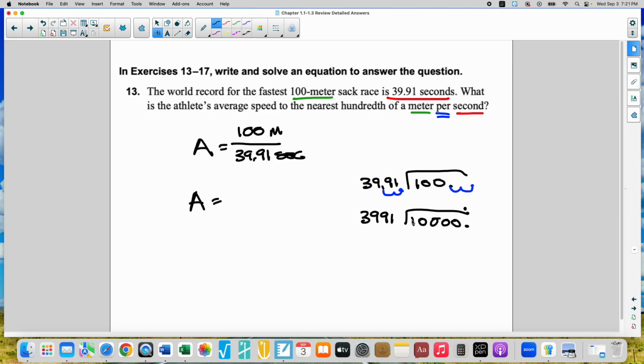3,991 goes into 1, no. 10, no. 100, no. 1,000, no. 10,000, yes. It goes in, I'm going to say 2 times. So 2 times 3,991 is, 2 times 1 is 2. 2 times 9 is 18. 2 times 9 is 18 plus 1 is 19. 2 times 3 is 6 plus 1 is 7. So 7, 9, 8, 2.